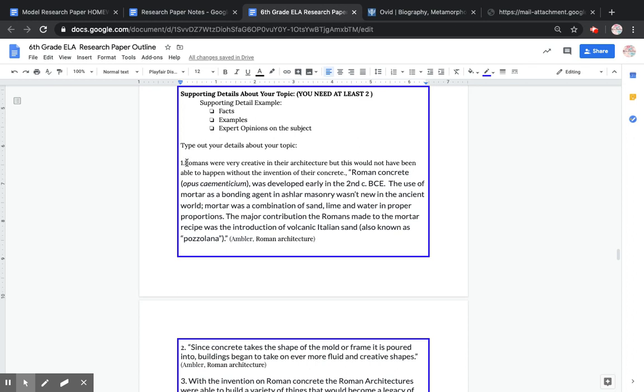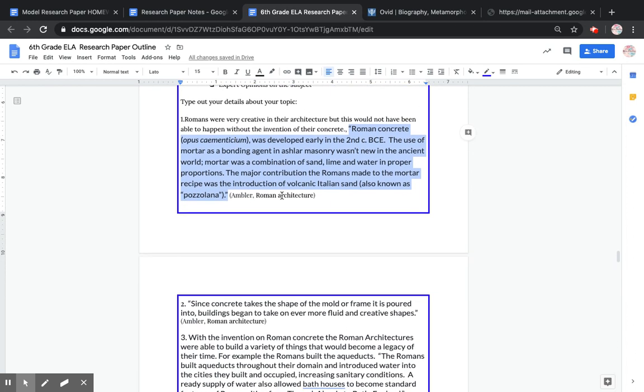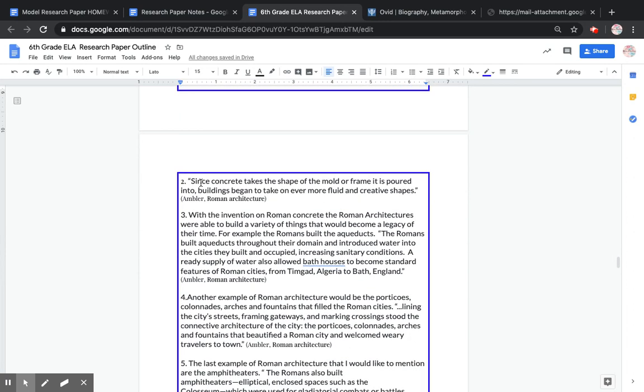So I start off here talking about the Romans' concrete, and you can see that I added the citation, and I started it with a sentence that was my own. That way I can just basically copy and paste it into my rough draft. So I have that here. I have 2, 3, 4, and 5.